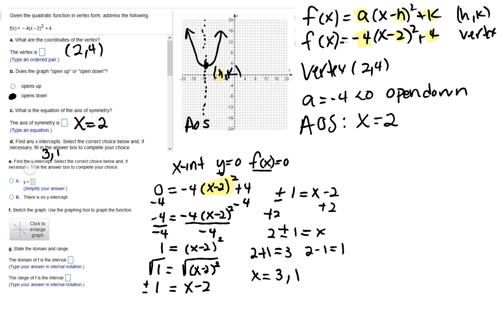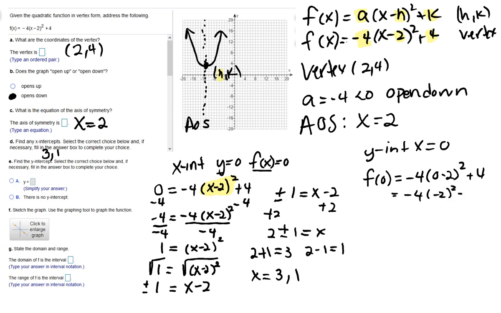The next part says find the y-intercept. Okay, y-intercept. Y-intercept is when x is equal 0. So I'm going to find f of 0. Everywhere I see an x, I replace that x with a 0. So negative 4 times 0 minus 2 squared plus 4. Negative 4 times negative 2 squared plus 4. I'm following order of operations.